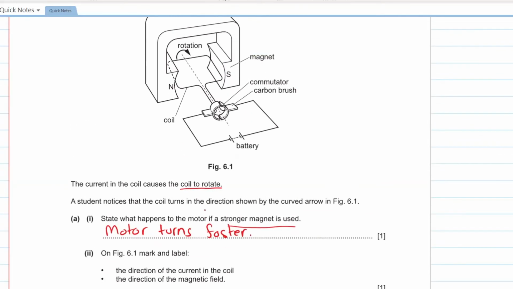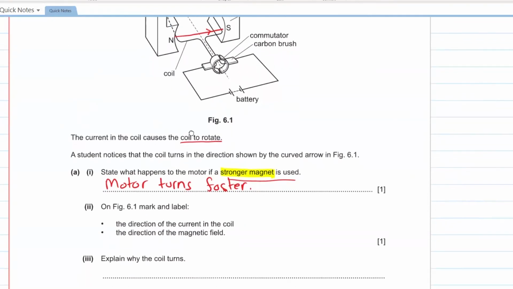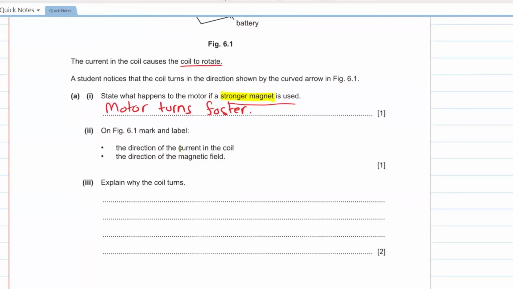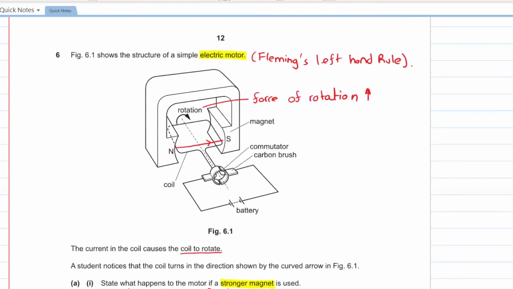On figure 6.1, mark and label the direction of the current in the coil and the direction of the magnetic field. Perfect. The direction of the magnetic field is very easy to mark, from north to south, like this. One thing you must always remember: when it just says current, you have to mark the direction of conventional current. I also made a mistake here, so write here: conventional current flows from positive to negative.